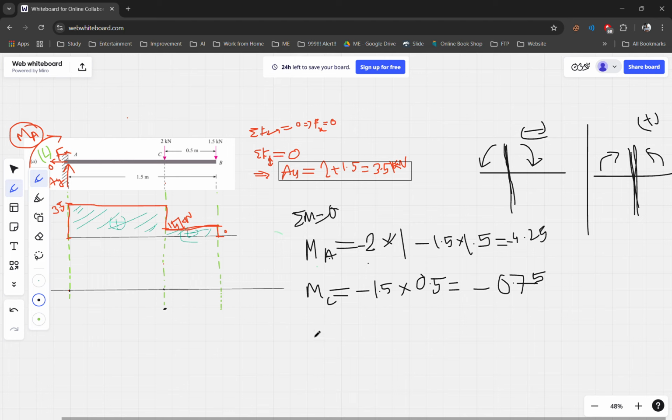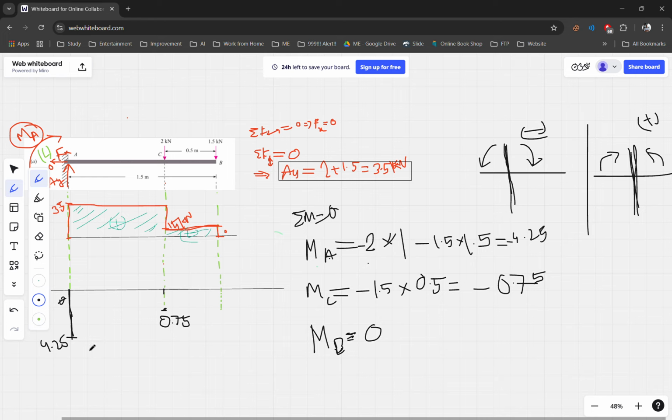So M of C, and at the point M of B, if we do the summation, M of B will be 0. Okay, in the end it all turns into 0. So let's do it. If M of A is minus 4.25, we're gonna come over here to 4.25. From 0 we have come to 4.25, then we have to go from here to here, which is 0.75.